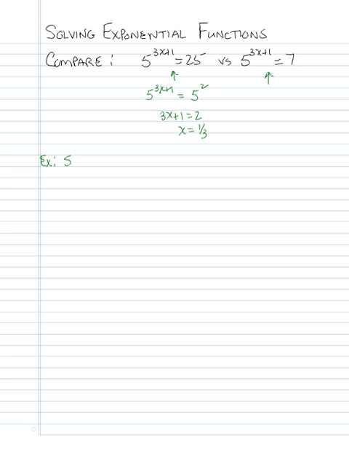We're going to solve, of course, for x, that's what we've got here. 5 to the power 3x plus 1 is equal to 7. So we want to know the value of x that makes that true.